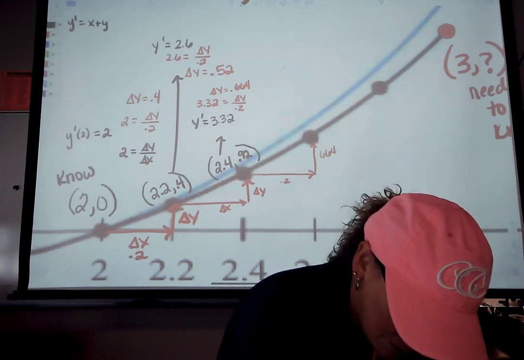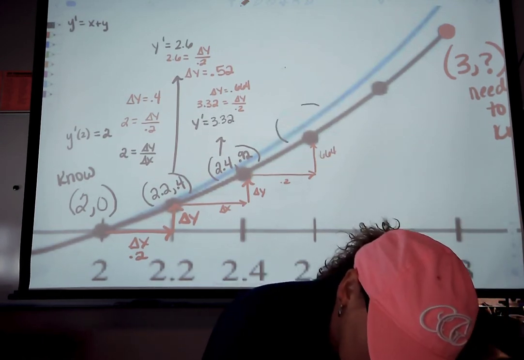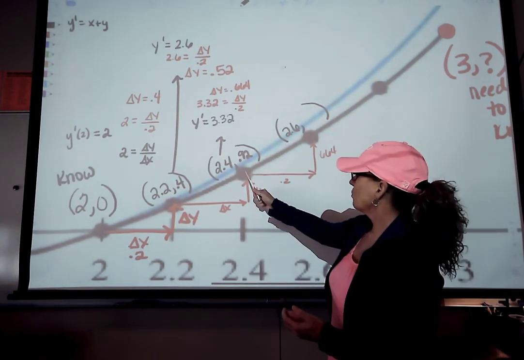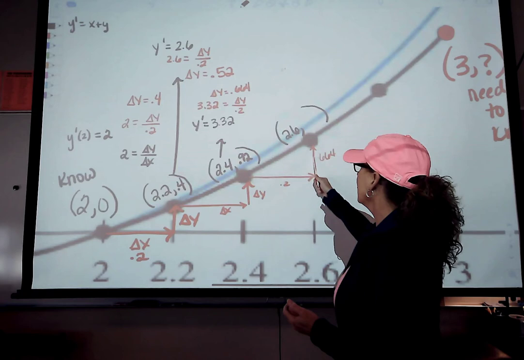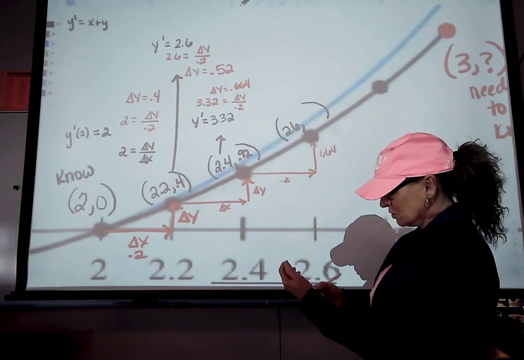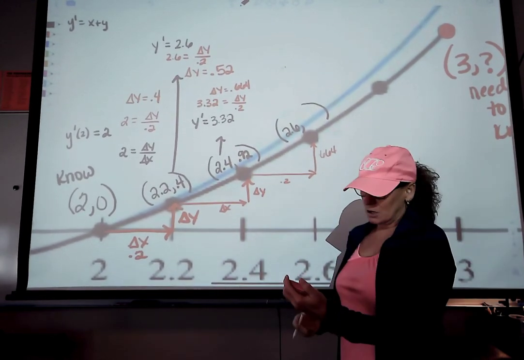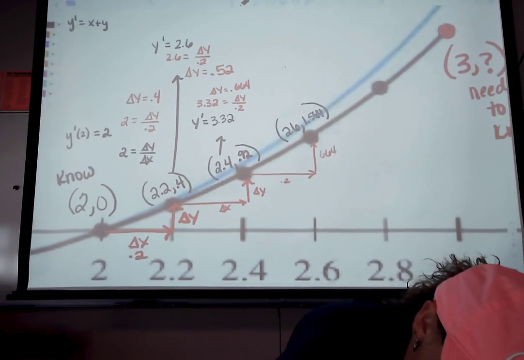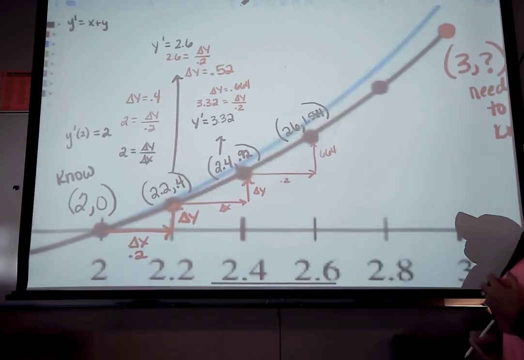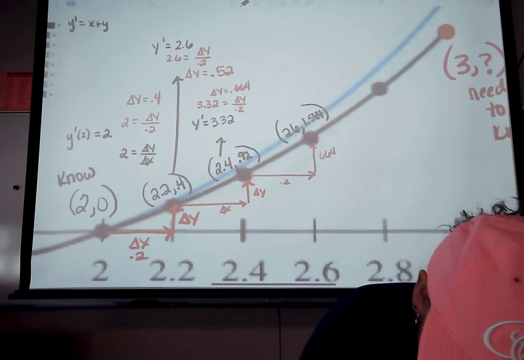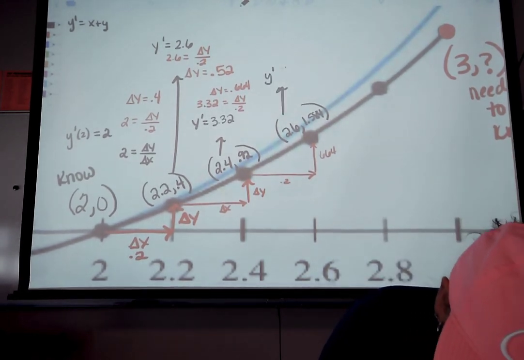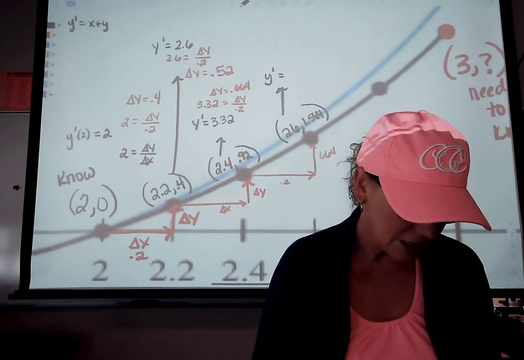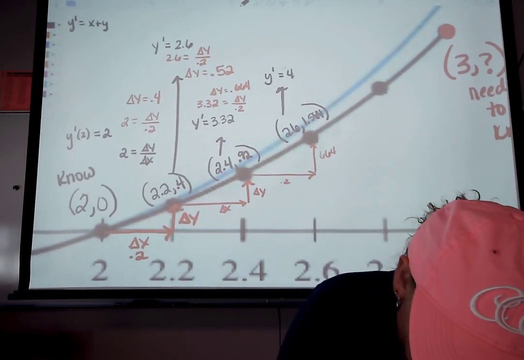My new ordered pair is 2.6 comma. And then we were at 0.92 for y, and we need to go up that amount. 0.92 plus 0.664, 1.584. Slope, y prime equals 2.6 plus 1.584 is 4.184.